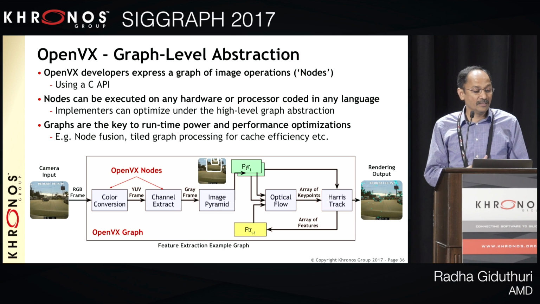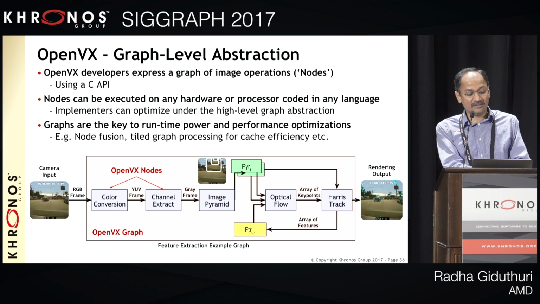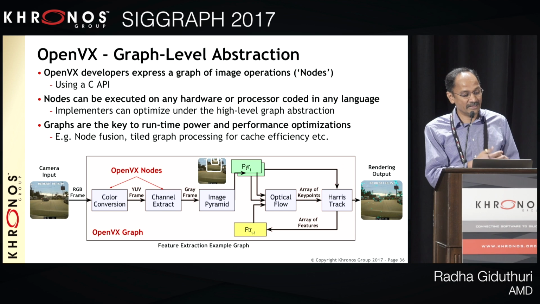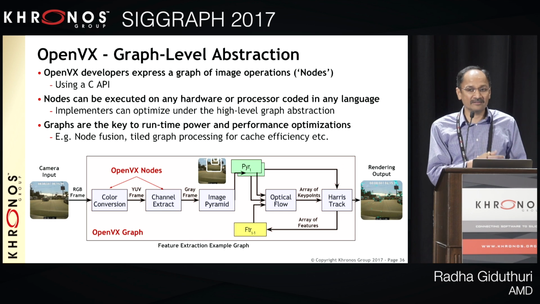There are various ways. An implementer will look at it. For example, if you look at the color conversion and channel extract, an implementation will look at it and say it can fuse them. It doesn't even have to generate some of the intermediate data, for example the chroma channels that are used in the color conversion; it doesn't even need to do that conversion. It might jump directly from RGB to grayscale conversion, things like that. We'll get a couple more examples later.